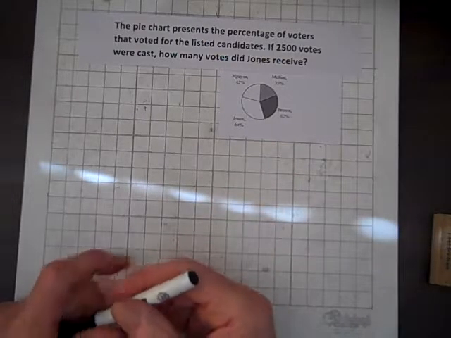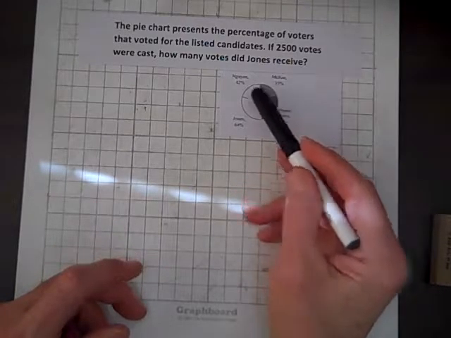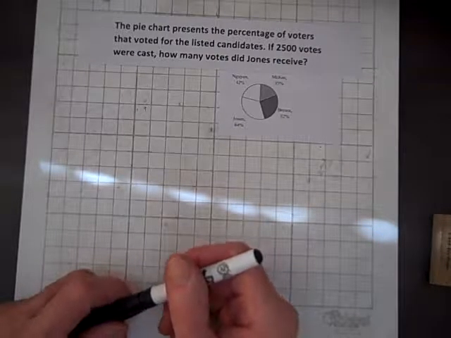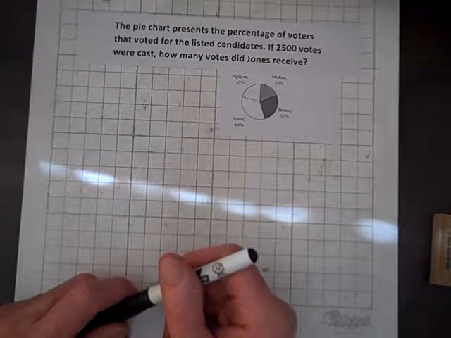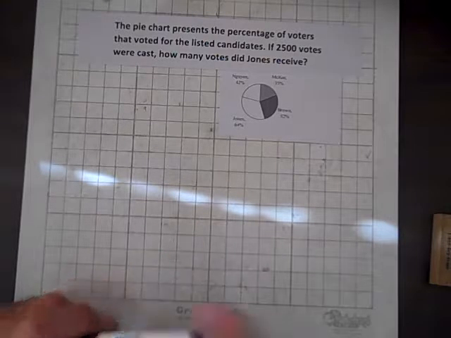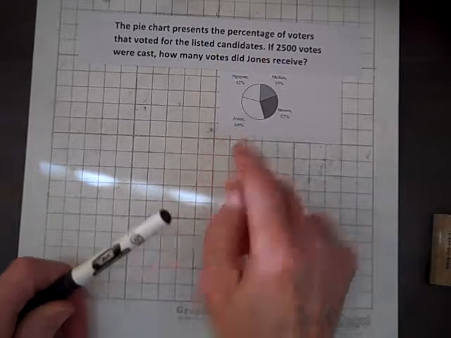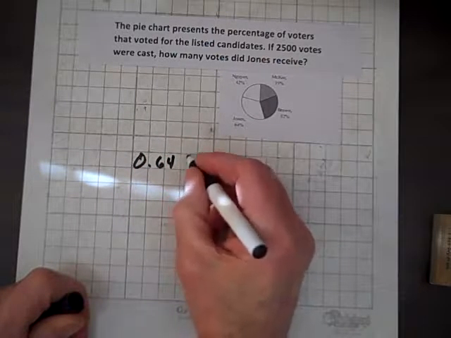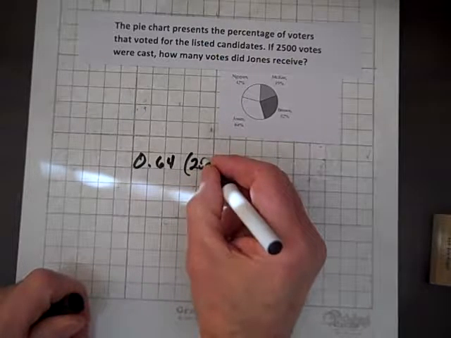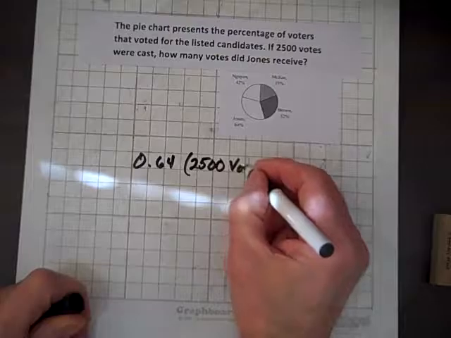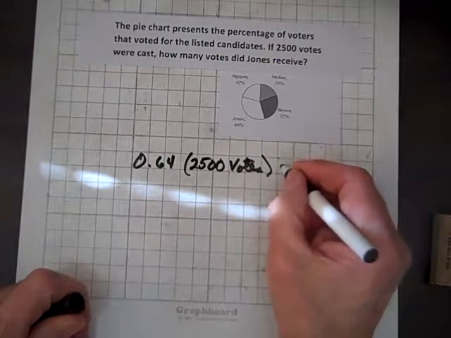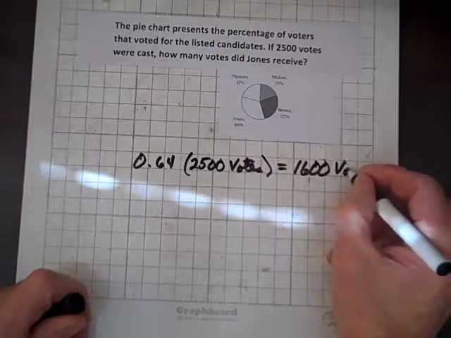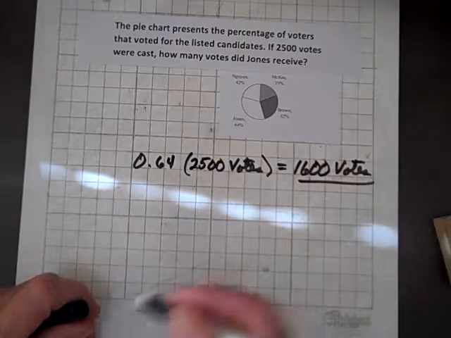So for this question, we've got a pie chart that presents the percentage of voters that voted for the listed candidates, and the listed candidates are Nguyen, Jones, Brown, and McKee. And if 2,500 votes were cast, how many votes did Jones receive? Well, Jones received 64% of the votes, so 0.64 times 2,500 votes equals, and that product is 1,600 votes. And it's done.